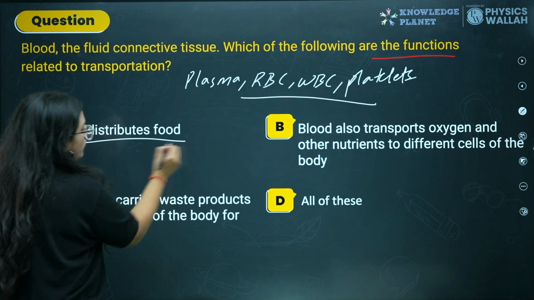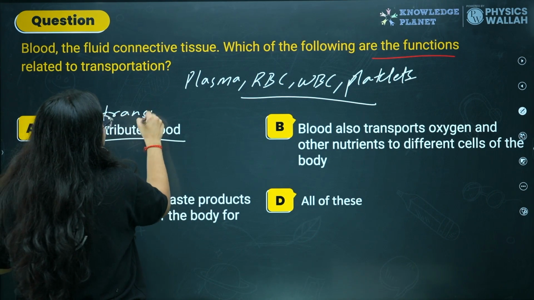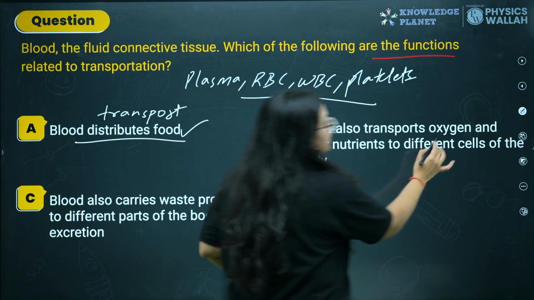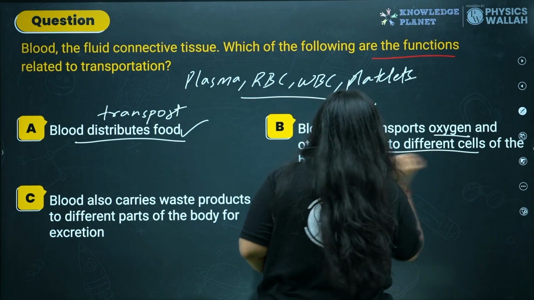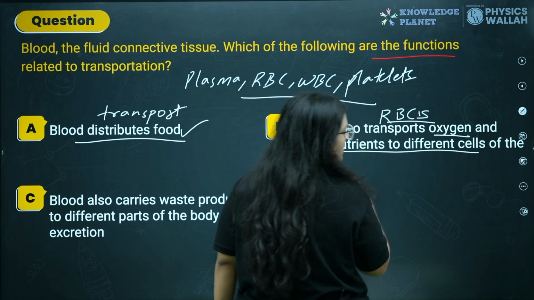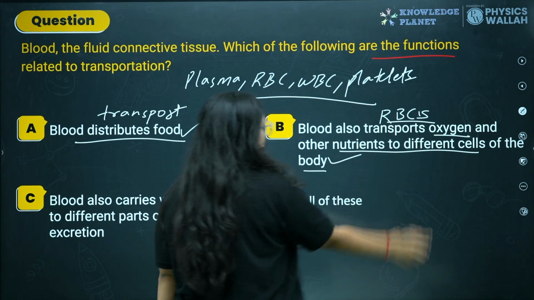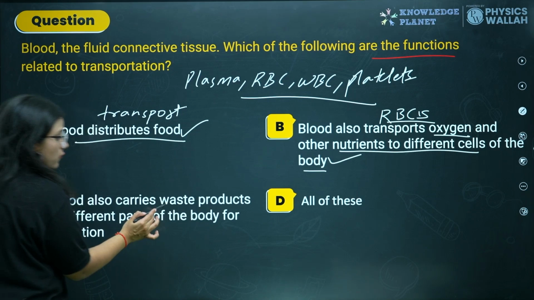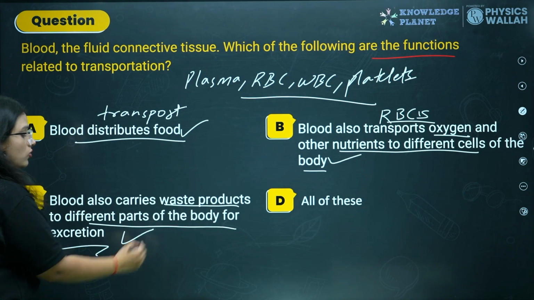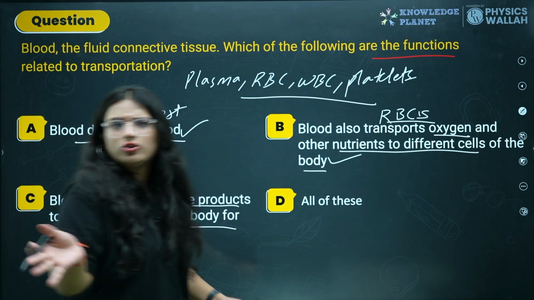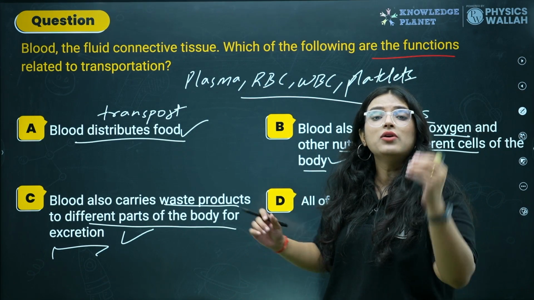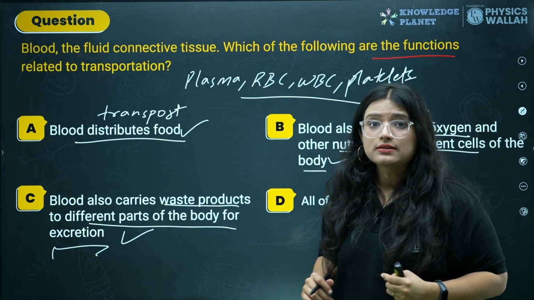So let's see. Blood distributes food. Of course, it will help as the transport system. So this is correct. Then blood also transports oxygen and other nutrients to different cells of the body. Obviously, we have RBCs which carry this oxygen and other nutrients to different cells. So this is also correct. Blood also carries waste products to different parts of the body for excretion. That is also true. The blood will help in the transportation not only of food and oxygen, but also of the waste products, right? So that they can be removed from the different organ systems, right?